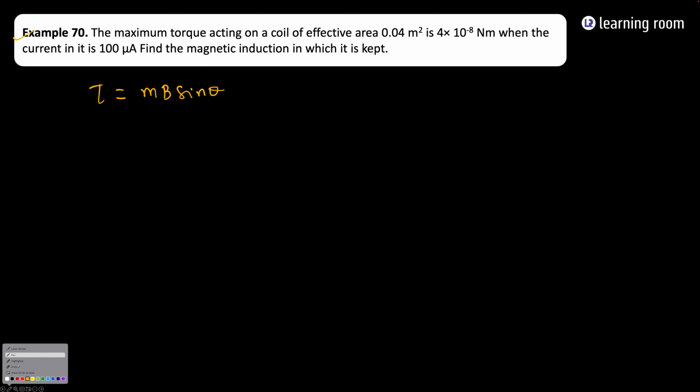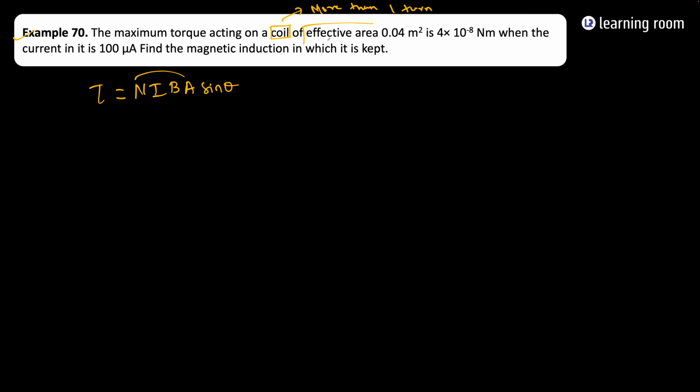Or in this case, we can use torque is equal to NIBA sin theta. Now, since they told effective area, you can take N into A to be the effective area. I want to stress on one point here. Whenever they mention the word coil, it will have more than one turn, whereas if they mention the word loop, it will have only one turn. But here it is mentioned as coil, but they didn't give you the number of turns. Instead, what they have given you is the effective area. That effective area can be treated as the number of turns multiplied with the area. So N into A is 0.04, so 4 into 10 power minus 2.